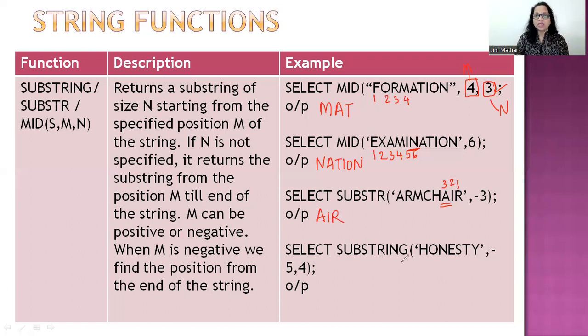Is that clear? Okay, now look at this. It says substring honesty, comma, -5, comma, 4. So again, M's value is minus. So find the position backwards. 1, 2, 3, 4, and 5. So position is from N. But did it give you an N value? Alphabet N. But did it give you the third parameter, N value? Yeah, it gave me 4. What does it mean? From N, I need 4 characters. So what is the output going to be? Is NEST. Is that clear?